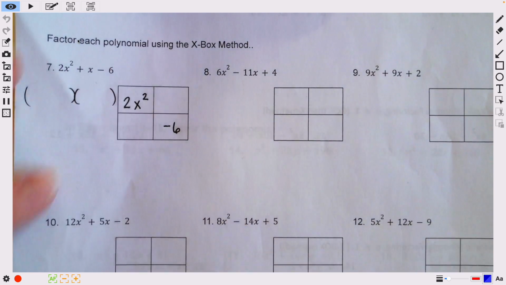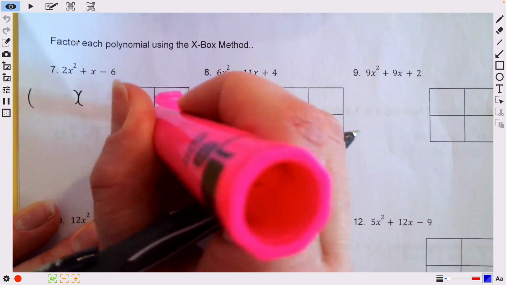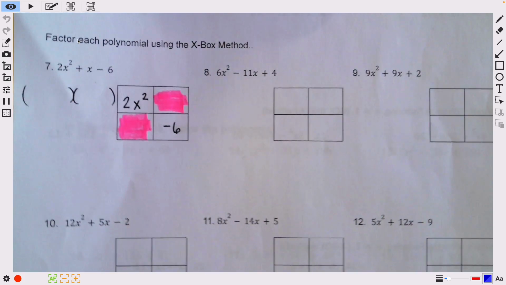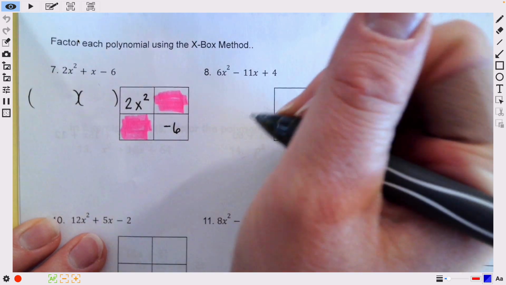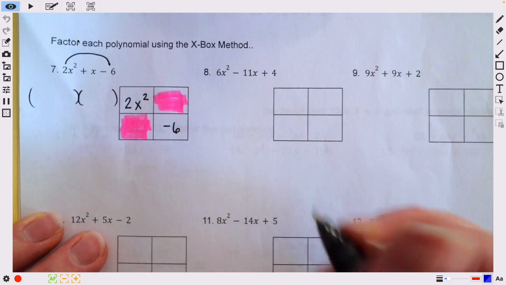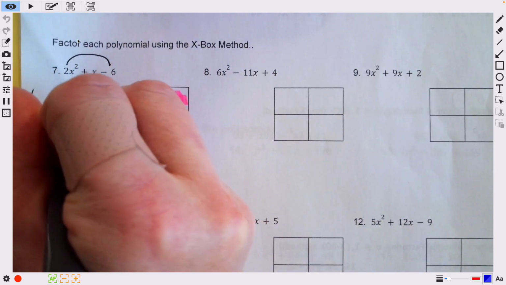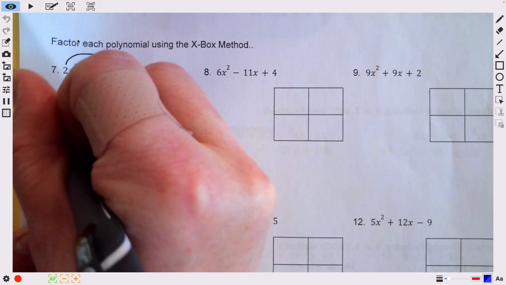Okay? The hardest part is I have to figure out what goes here and here. So this whole thing, it multiplies to this and adds to this, it's still the same game, except you have to actually multiply the first and the last term together. The x is no more than a graphic organizer. That's all it is. That's it. It's not special at all.